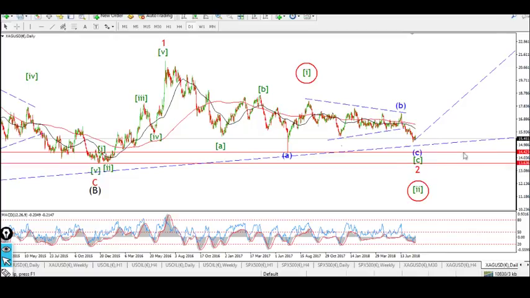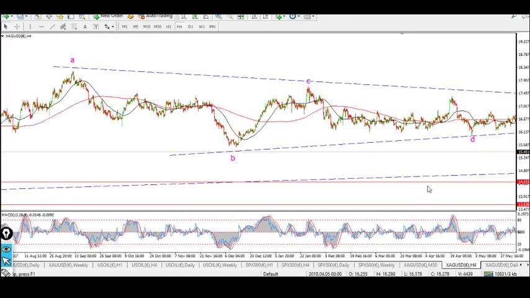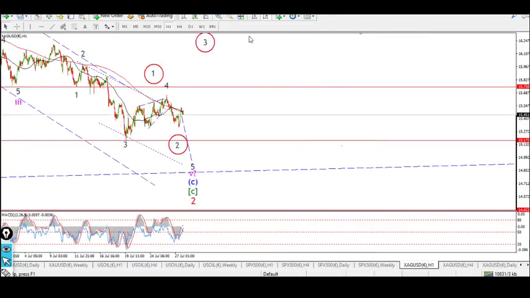We have initial support for this count at about $14, so about $14.40. So if we got a break of $14.40 and a spike higher, well then we'd be on for the higher degree bullish count. So we're looking for a larger move back in a third wave higher. Okay, so let's get to the 4-hour chart, and we'll go down to the hourly chart altogether, for the hell of it.